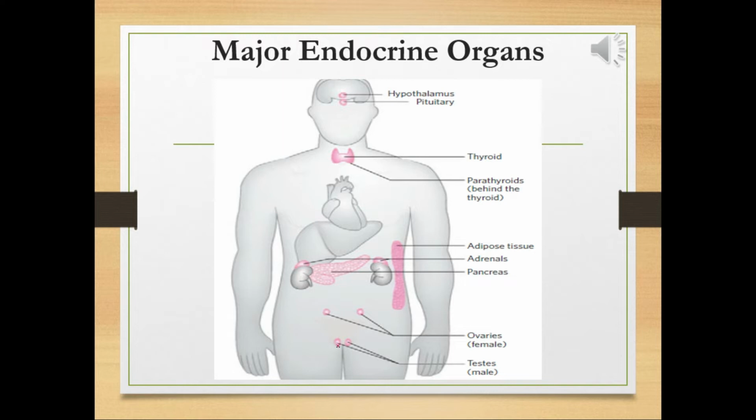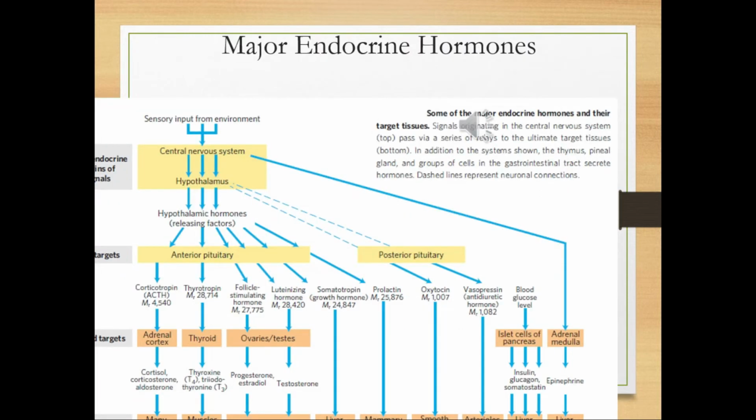Then comes testes in man. A man's testes are located in a pouch that hangs suspended outside the male body. The testes also produce a hormone known as testosterone and also produce sperms. The picture shows some of the major endocrine hormones and their target tissues.